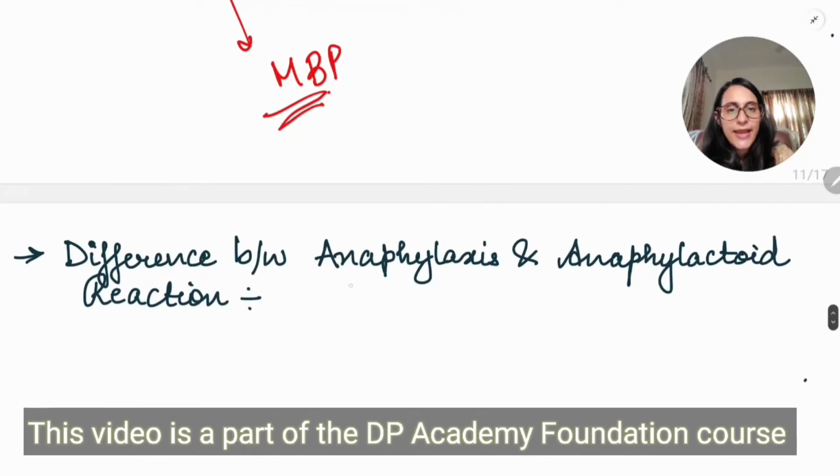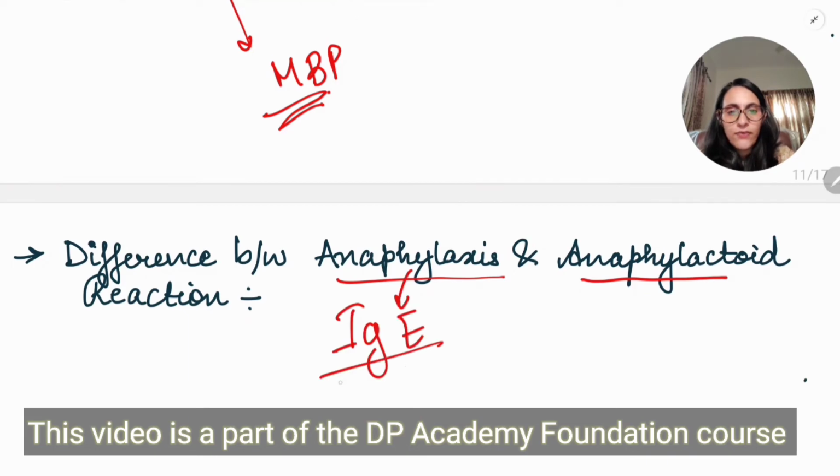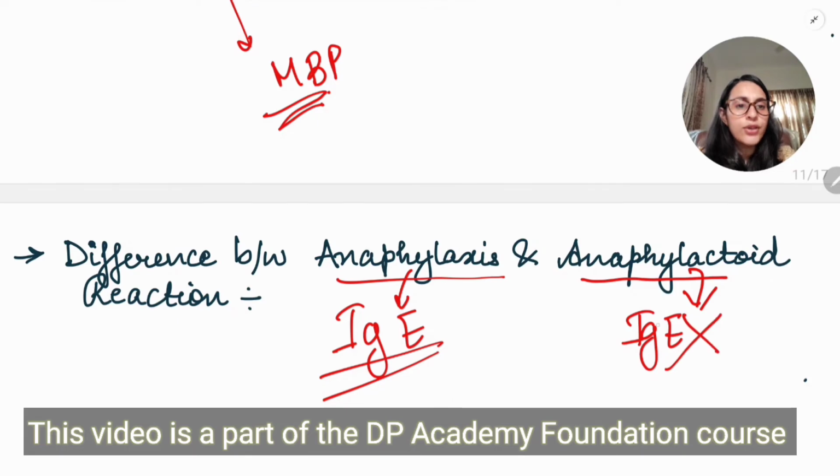What is the difference between anaphylaxis and anaphylactoid reaction? Immunoglobulin E is involved in anaphylaxis, while on the other hand, anaphylactoid reaction is basically an anaphylaxis-like reaction. It is not anaphylaxis, it is an anaphylaxis-like reaction. That means immunoglobulin E is not involved in anaphylactoid reaction. And this is the difference between anaphylaxis and anaphylactoid.